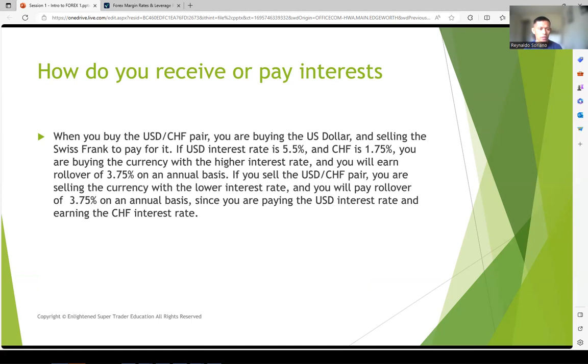So if you sell the dollar Swiss, then you're going to sell the currency with a higher interest rate, and you will pay the rollover of 3.75% on an annual basis. Since you are paying the US dollar interest rate in this scenario, then you're earning the Swiss franc interest rate.